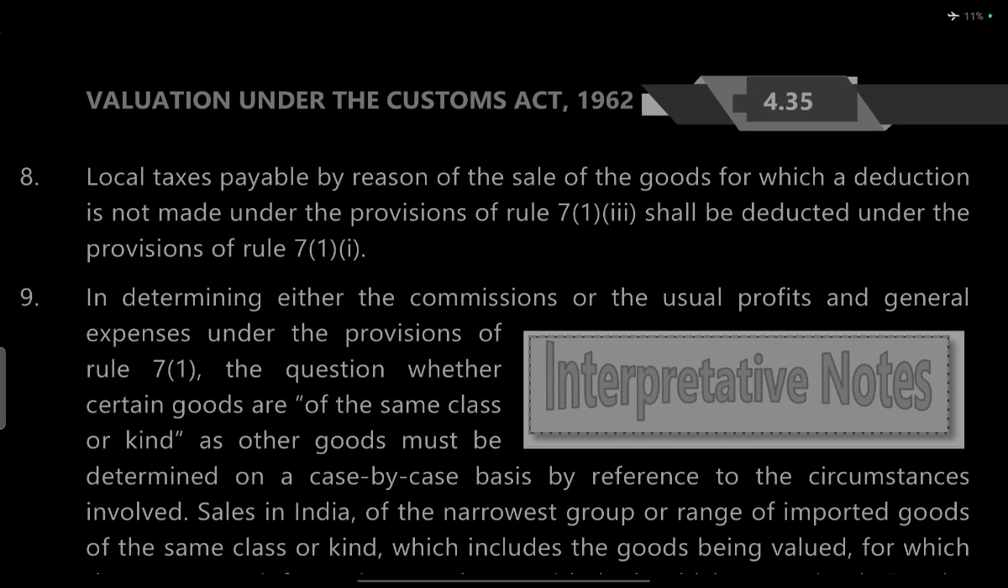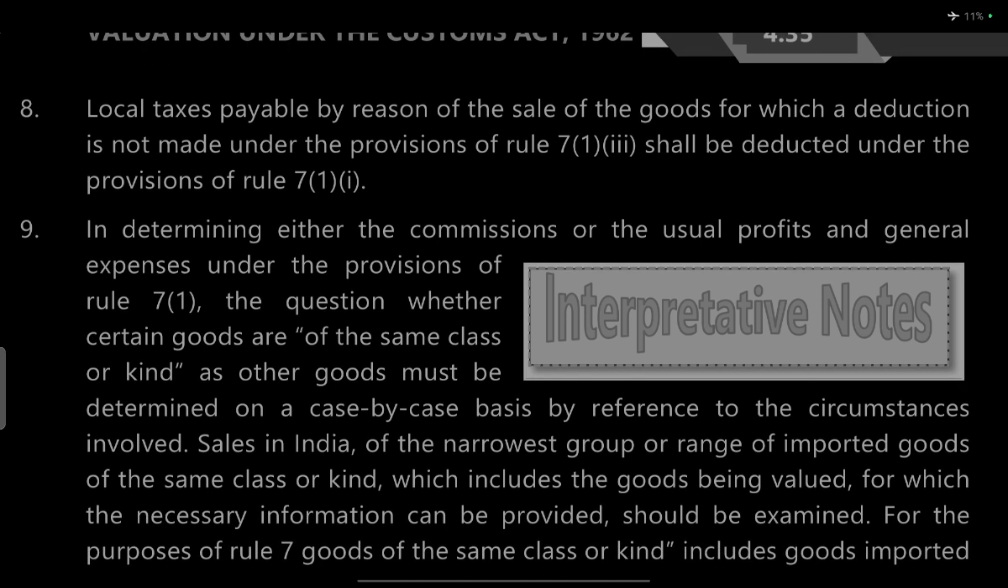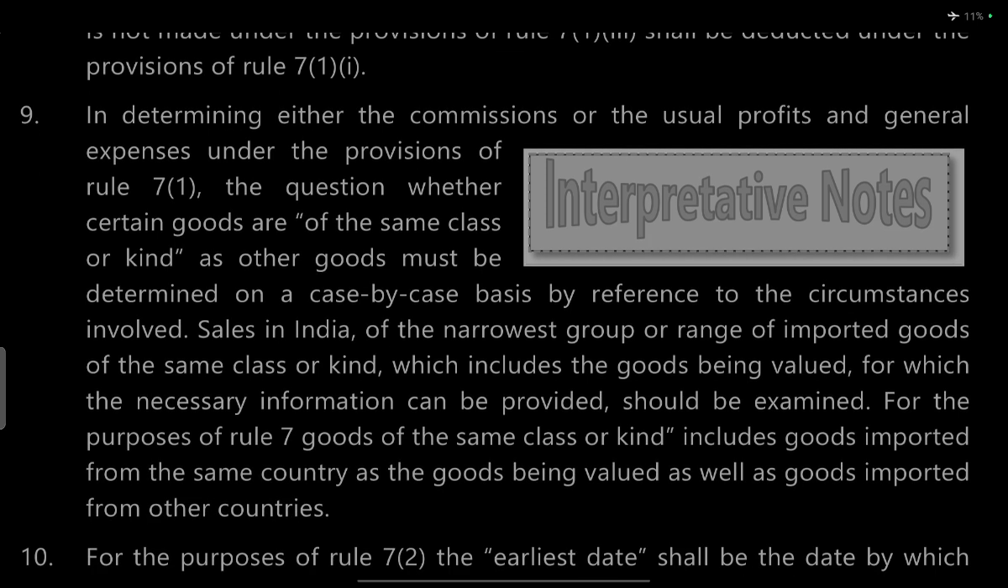Local taxes payable by reason of the sale of the goods, for which deduction is not made under the provisions of Rule 7(1)(iii), shall be deducted under the provisions of Rule 7(1)(i), when determining either the commission or the usual profit and general expenses under the provisions of Rule 7(1).